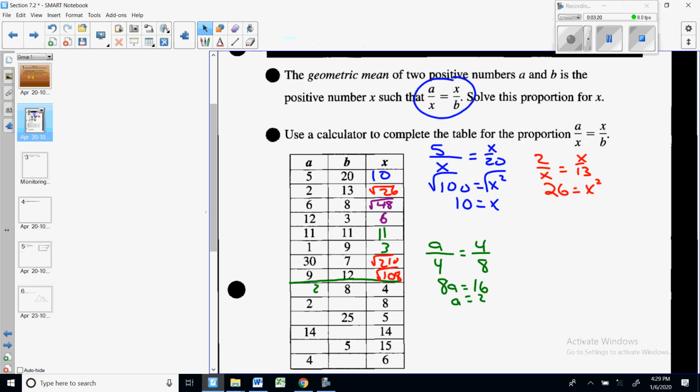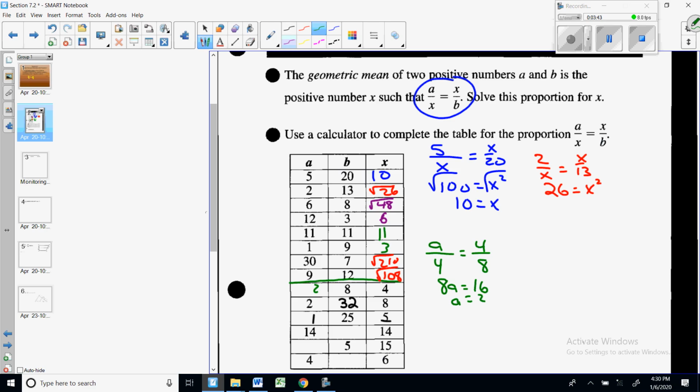All right, for our next one, for a and b, a is 2. Our x value is 8. So 8 squared is 64, and we divide that by 2. We get 32. For the next one, our x value here is 5. So 5 squared is 25. When I take 25 and divide by 5, I get 1.